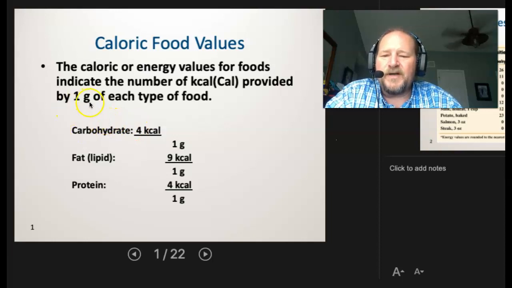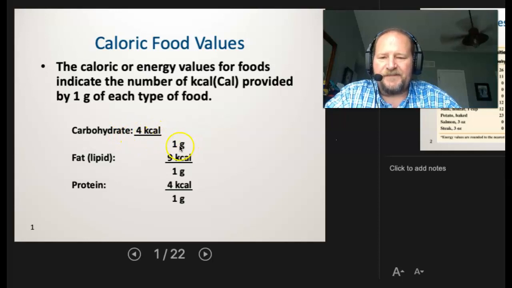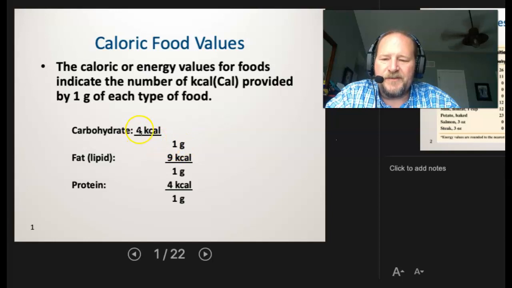And so for 1 gram of each food type, we get carbohydrates. It looks like my slide has shifted here in this view. It's 4 kcals per 1 gram. So this should be 4 kcals, 4 kilocalories divided by 1 gram. So for every gram of carbohydrate, it will generate 4 kcals of heat. For fats, we see 9 kcals of heat, and for protein, back to 4 kcals.